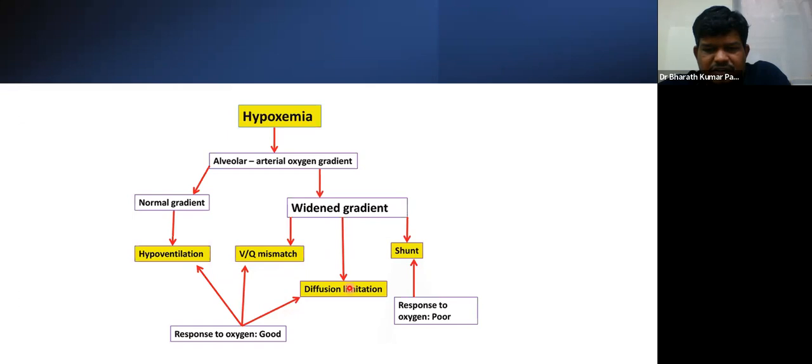Whereas if there is a presence of shunt, the response to oxygen is poor, which means that if the patient is having a hypoxemia because of a shunt, even if you provide 100% oxygen by putting the patient on an invasive ventilator, it does not serve the purpose unless we try to correct the background pathology that is causing the shunt.